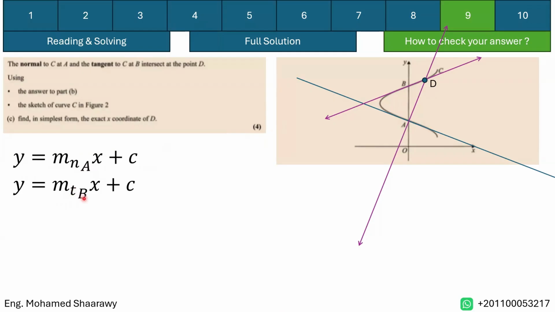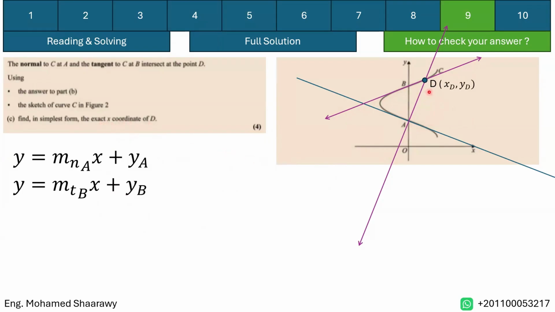But then I saw an easier way, because this c is easy to get from the graph, because c is the y-intercept, and actually the y-intercept is the y of A. So I replaced this c with the y of A, and actually the same thing happened here. This tangent, its c is the y-intercept of B, so it's the y-coordinate of B. And now, since this question needs only the x-coordinate of D, I did a little trick here.